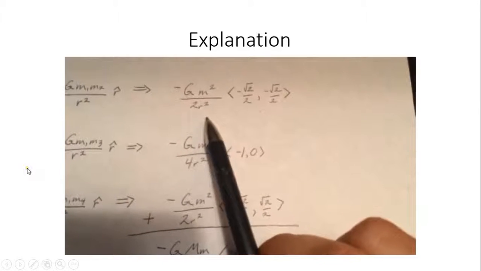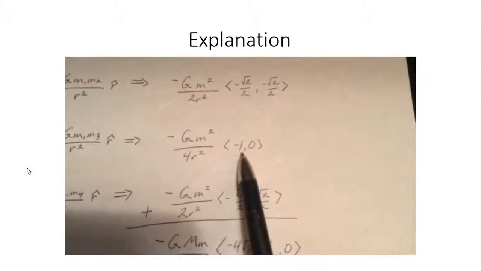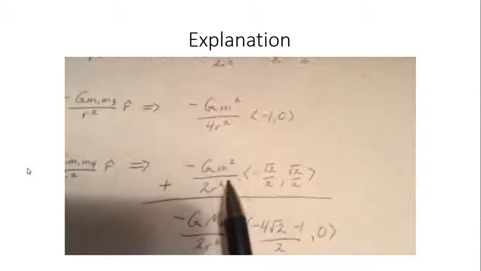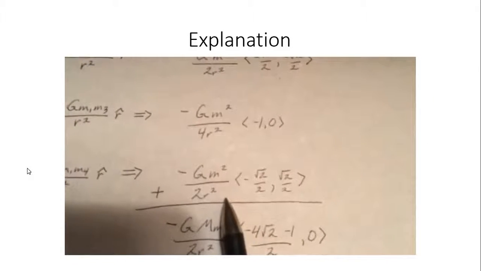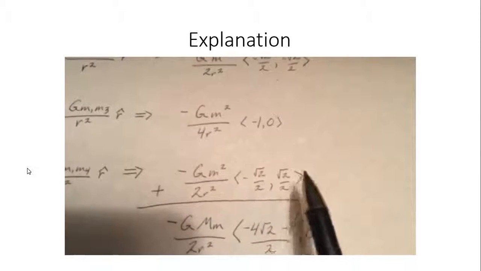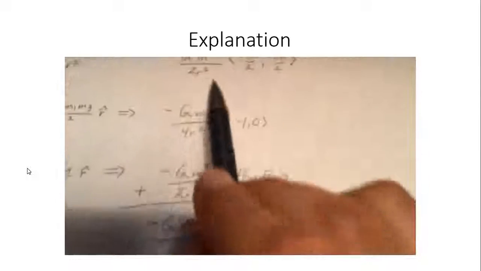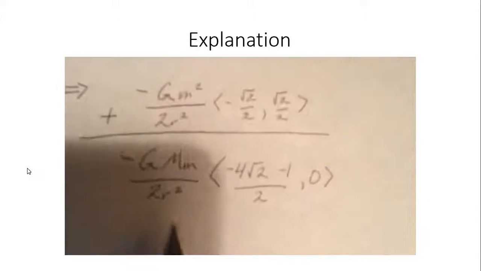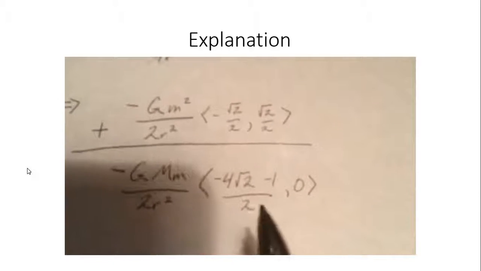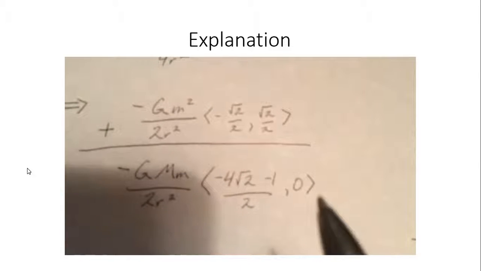for the force of object 1 on 2. Negative G m squared over 4r squared, negative 1, 0 for object 1 on object 3, and finally negative G m squared over 2r squared, negative root 2 over 2, comma root 2 over 2 for object 1 on object 4. Going back to this principle, summing the 3 of these values together gives us this: negative G m squared over 2r squared, negative 4 root 2 over 2, minus 1, comma 0.